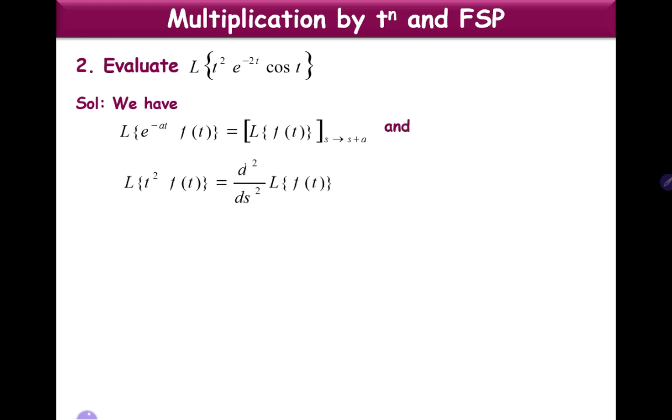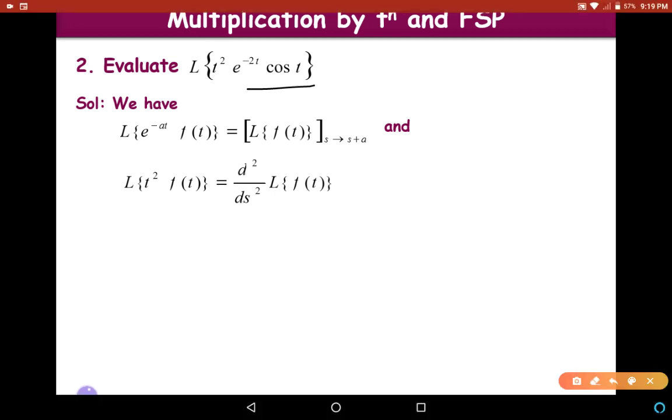And L of t square into f of t is d square by ds square of L of f of t. So we can apply these two properties one by one. First we can use the first shift property, then L of t square into f of t. Or if you wish, first you can apply the L of t square into f of t property and then the first shift property. Either way gives the same answer.